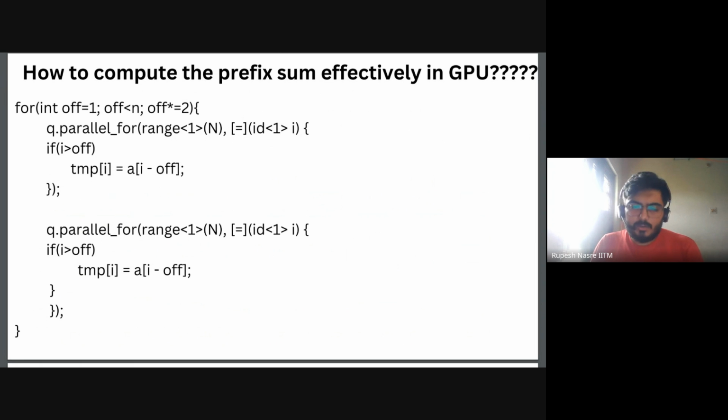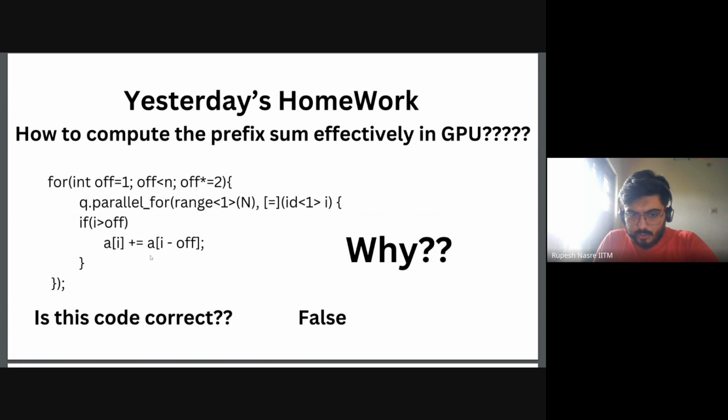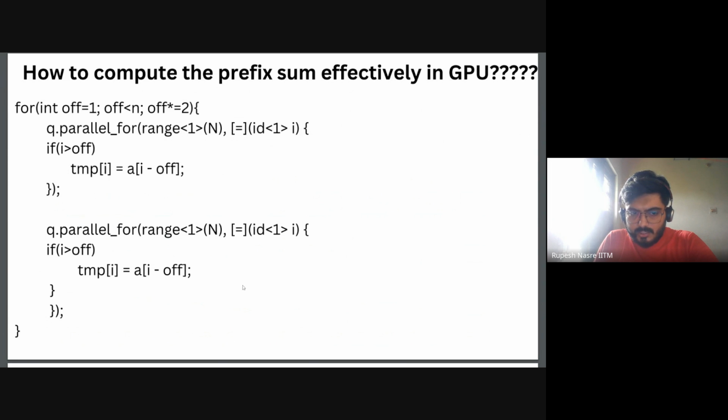No. In the second loop, we are not using temp. This is a typo mistake that I have made. So this should be in the second kernel. In each iteration we are calling two kernels, right? One for read, and what should be here is a of I plus equal to temp of I. This shouldn't be here. This is a mistake which I'm sorry for. So apart from this, there should be a of I plus equal to temp of I.